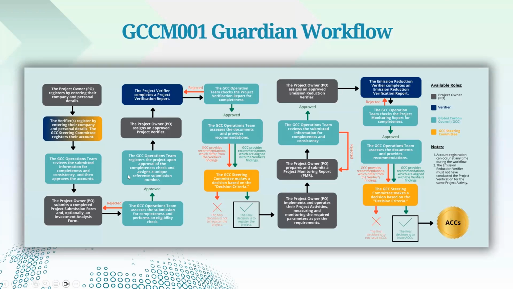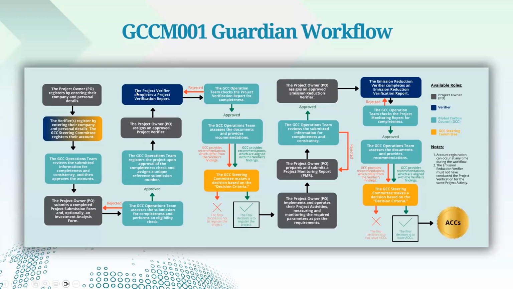And then we move to the GCC operations team. So once that's been approved, they will check it again, assign that unique reference submission number, which we'll see as a pop-up window where you can input that. And the project owner will have to go ahead and assign a project verifier. So in this specific policy, we're going to see two verifiers. One will be checking the project submission form, and a different verifier has to be used to check the monitoring report.